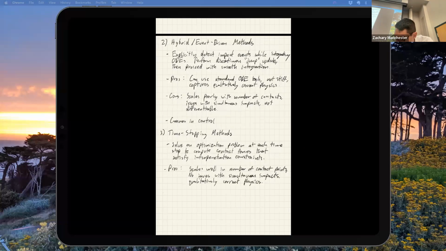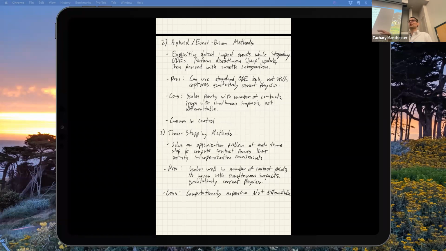Cons here would be these tend to be the most computationally expensive because you end up having to solve a big constrained optimization problem. And also, similarly to the hybrid stuff, these are not differentiable. They're at least not differentiable in the classical sense of, I can compute a Jacobian. Lots of caveats, similar to hybrid stuff.